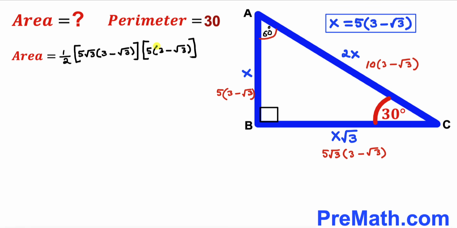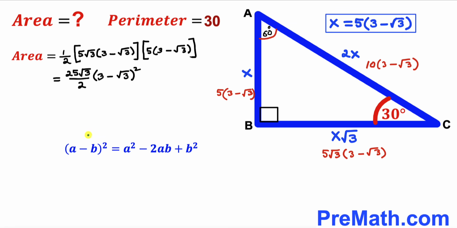And now we are going to multiply this 5 times the square root of 3 times 1 divided by 2. So therefore that is going to give us 25 times the square root of 3 divided by 2. And then we can see (3 minus the square root of 3) and (3 minus the square root of 3) is going to give us (3 minus the square root of 3) whole square.